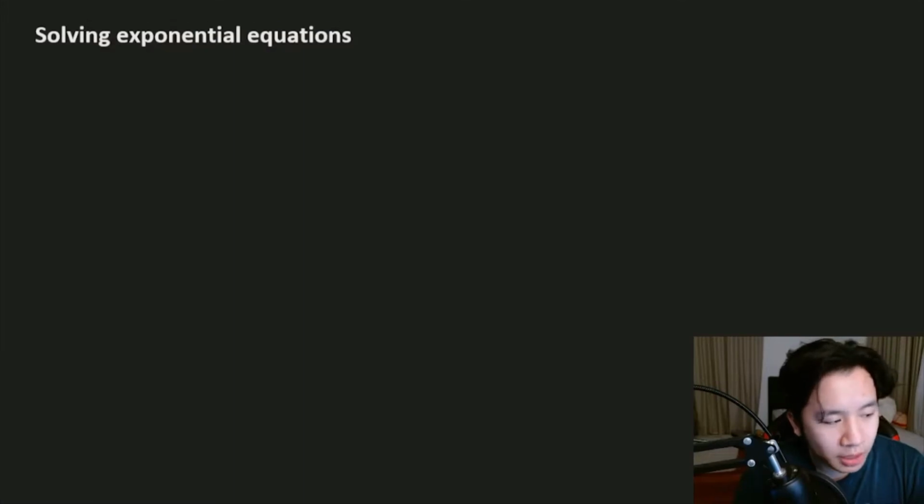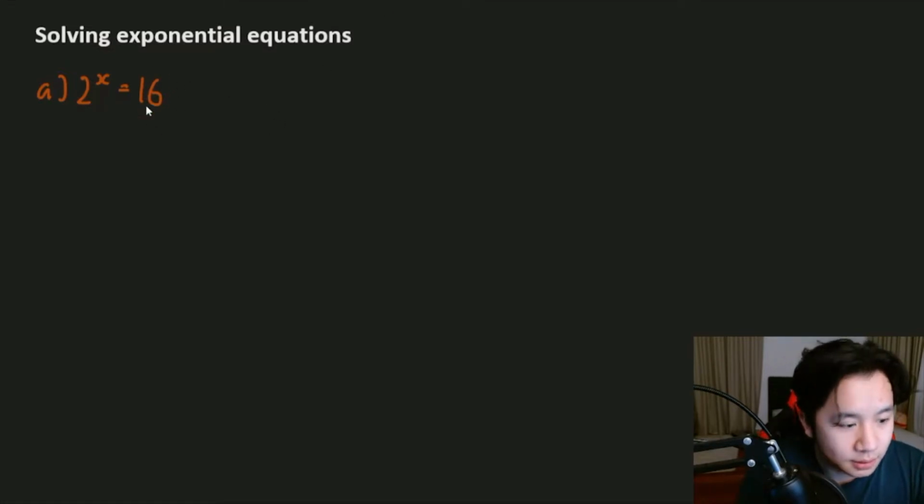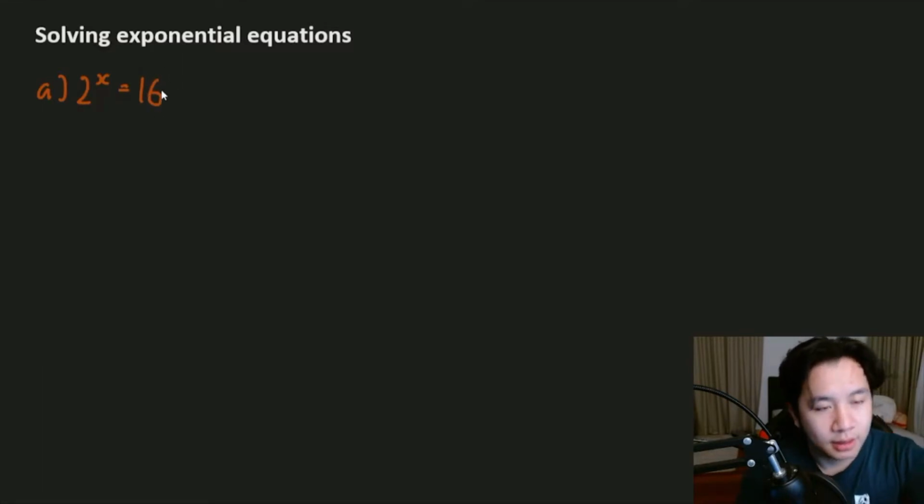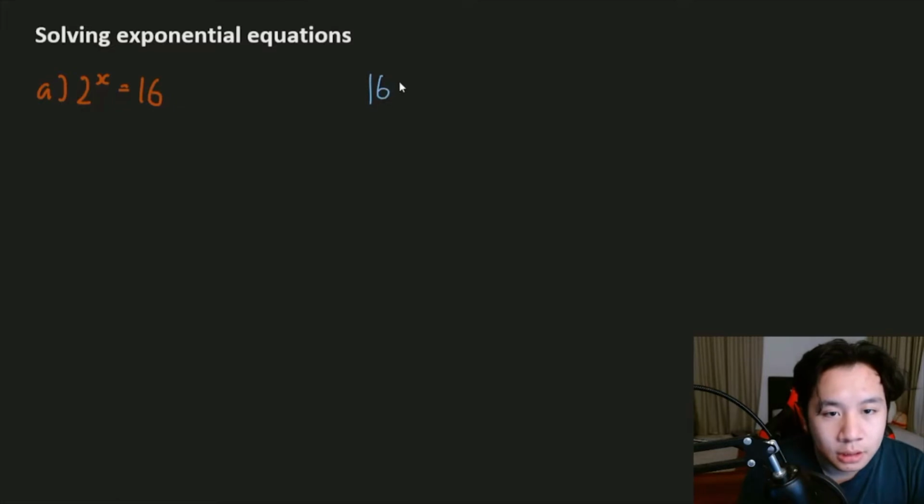Let's look at solving exponential equations. So here we have 2 to the power of x is equal to 16. Now to solve this equation, you want to make sure that this side has the same base. What I mean by that is that this 16 should be 2 to the power of something, which we don't know.